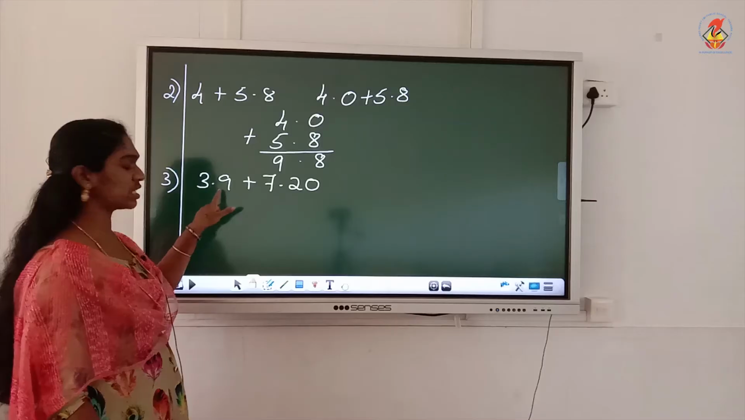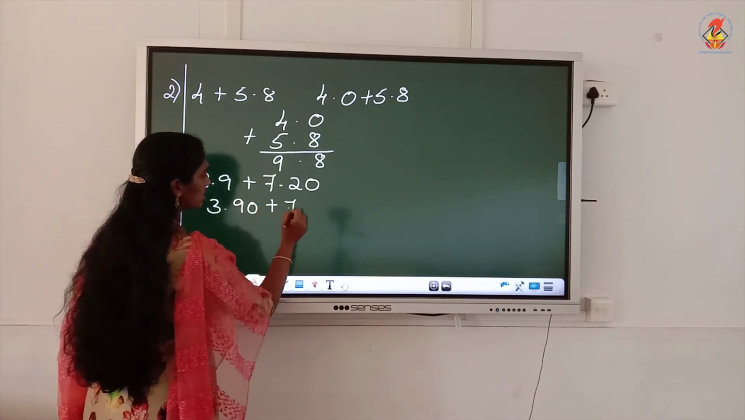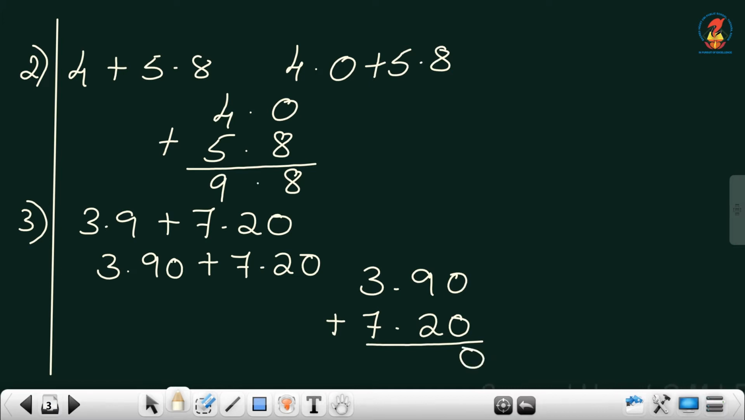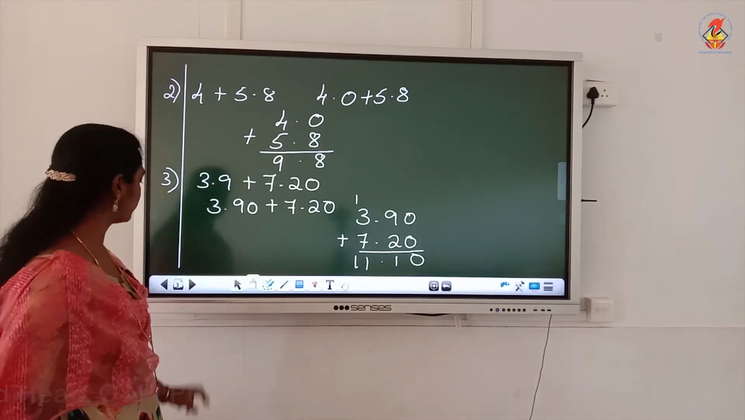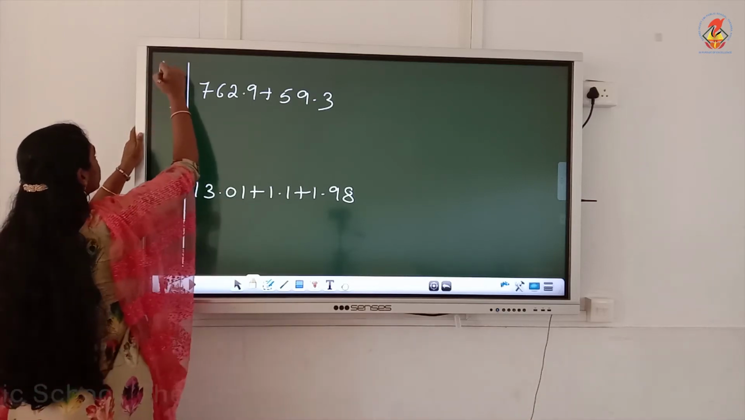Okay, children. Now coming to this question. Here it is 2 decimal places. Here I have only 1. So first I will convert, 3.90 plus 7.20. Now I will add it. 3.90 plus 7.20. Okay. So 0 plus 0, then 9 plus 2, I got 11, carry 1, 1 plus 3, 4, 4 plus 7 is 11. So 11.10. Understood, children? Now, do the fourth one as homework.